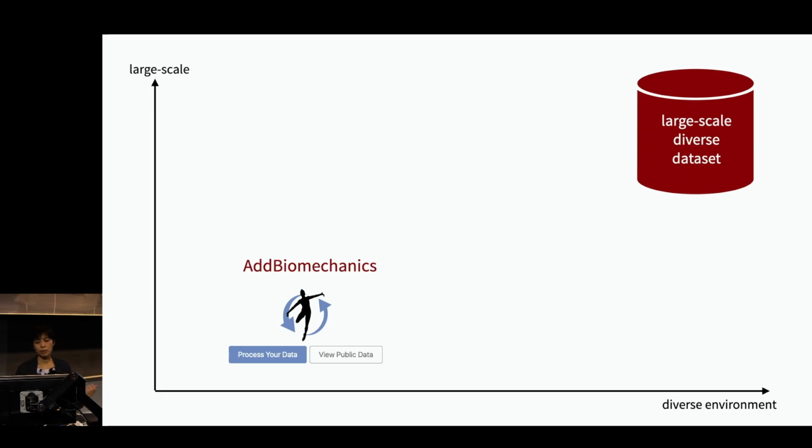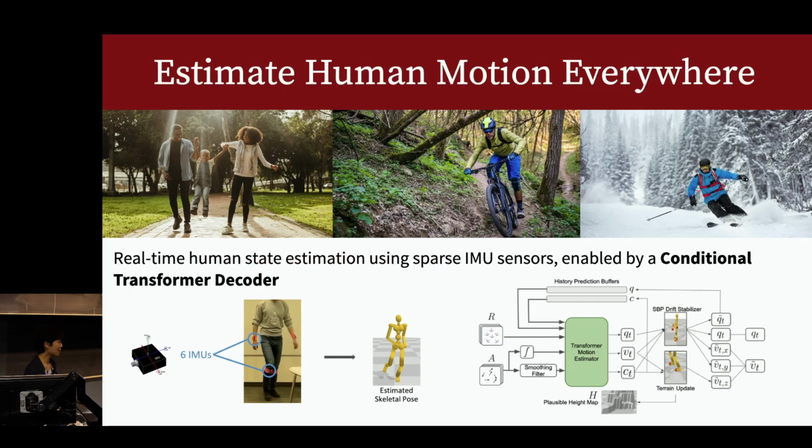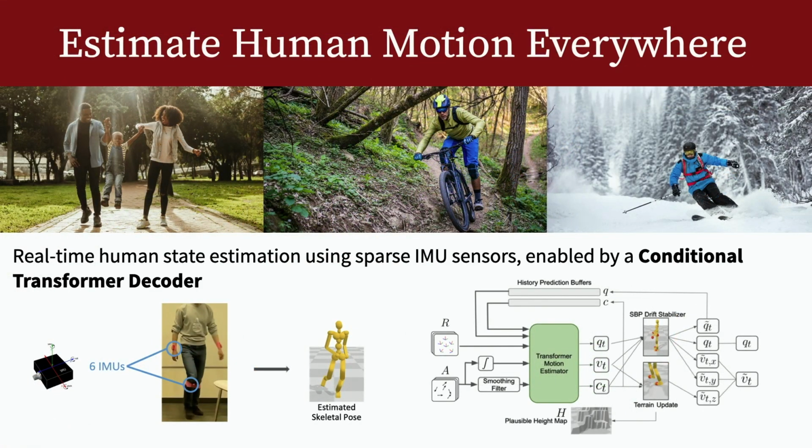And to scale up, we must be able to collect high quality data in the wild, where people wear portable sensors everywhere they go, the whole day long. So that's why we're trying to build a portable motion capture system based on 6 IMUs.